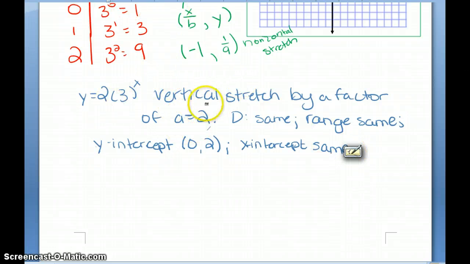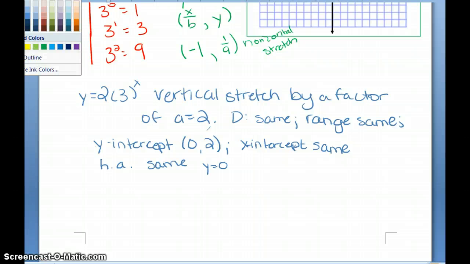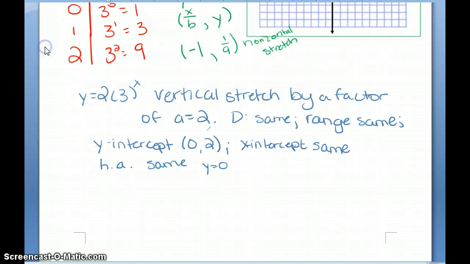And then last, we'll look at the horizontal asymptote, and once again, your y value didn't shift up or down, so your horizontal asymptote, I'll rewrite that as HA again, stayed the same. That is where y is equal to 0. Okay, we change pens here now. We're going to go on to our third function.